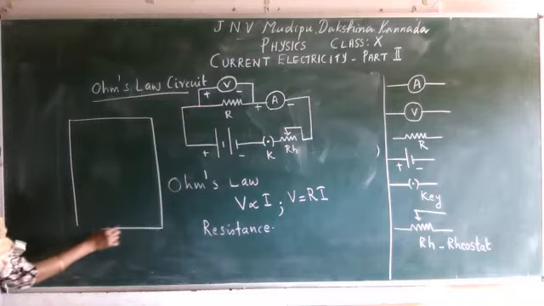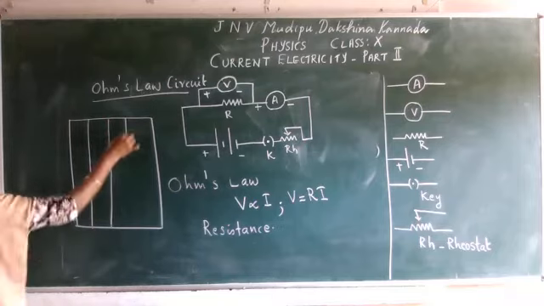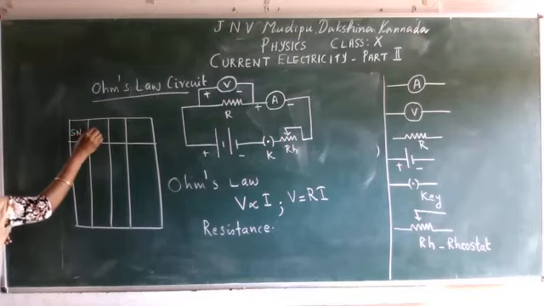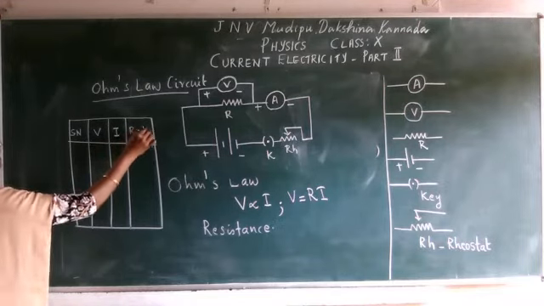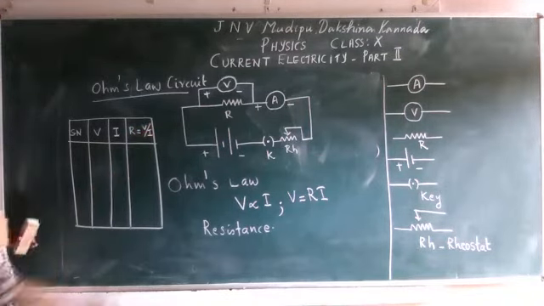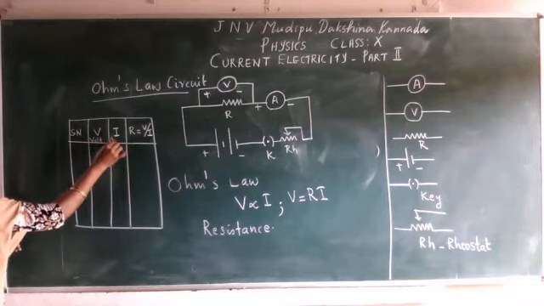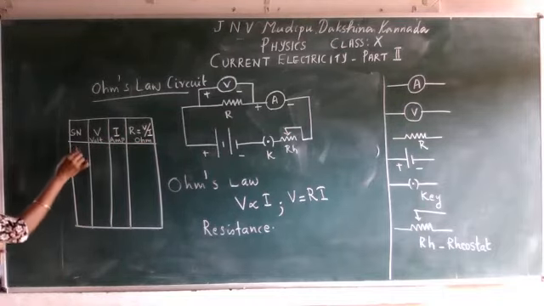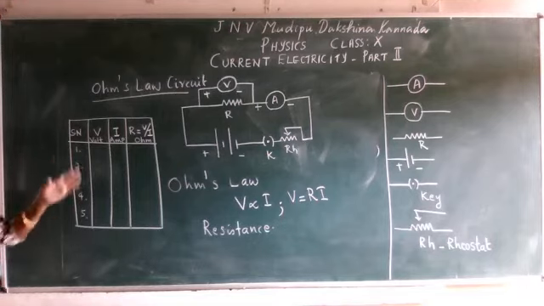And in this tabular column, what are the things you have to include? Serial number, V value, I value, and we should find the value of R as the ratio of V to I. V you always measure in volts, and the resistance you will get in ohms. 1, 2, 3, 4, 5 or more. Many times you can repeat and verify.